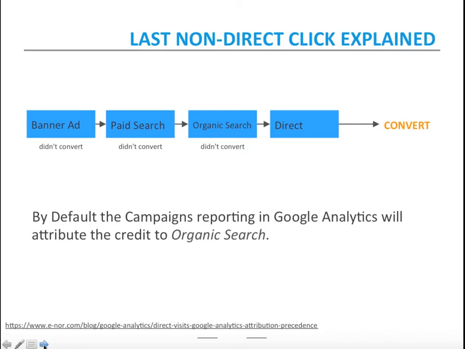And then I convert. Well, Google Analytics says, if you've typed in directly, or let's say you've bookmarked your website, then I already know about you. So let's give the credit for that conversion to something previous that happened. So that's the assumption of why they're giving that credit to the last non-direct click. Because by definition, if somebody's coming to your website directly, they already know about you.